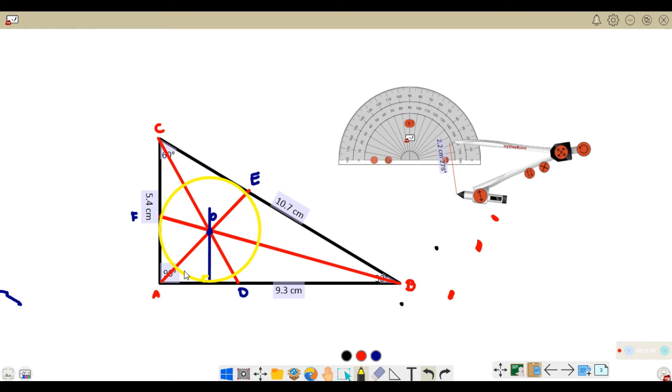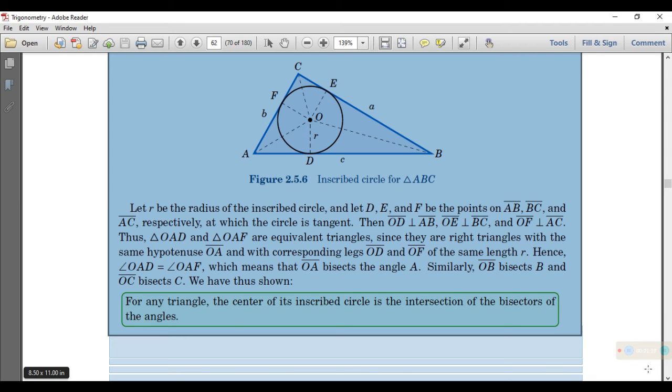You just need one radius in order for you to draw the inscribed circle. So, radius lang ang kailangan natin once na na-determine mo na si center. Okay? Okay. Now, let's move forward to the next page.